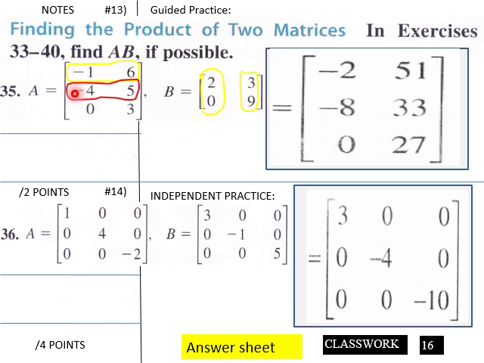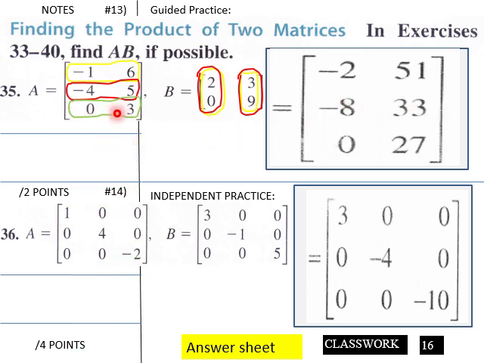Okay, we're going to drop down now to the next row. Negative 4 and 5. We're going to multiply that by 2 and 0 now to get negative 8. So negative 4 times 2 would be negative 8. Then 5 times 0 will be 0, so we get negative 8 there. Now we're going to go for 33. Negative 4 times 3 is negative 12, plus 5 times 9 is 45. That will be 33 there.